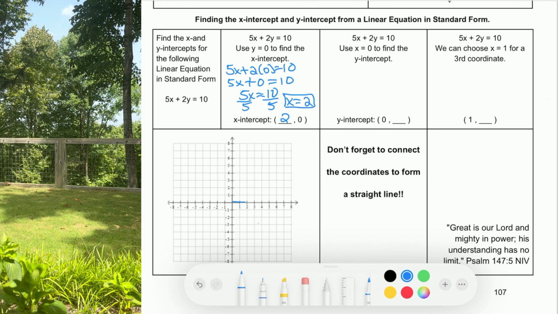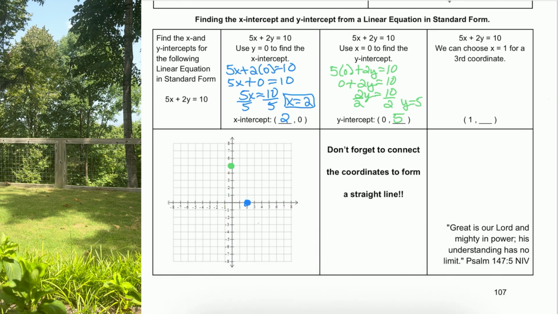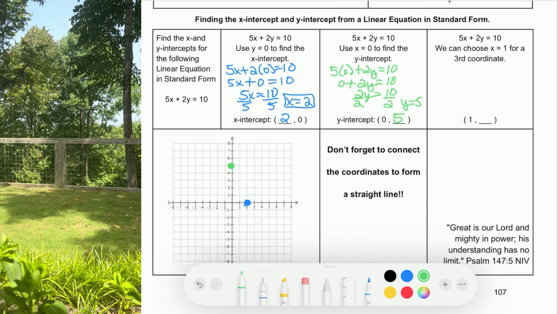I'm going to go ahead and plot that. I'm going to go over to 2, 0, and plot. That's my x-intercept. It's actually on my x-axis. In our next one, we're going to find our y-intercept by making our x 0. So 5 times 0 plus 2y equals 10. 0 plus 2y equals 10. So 2y equals 10. We're going to divide by 2, divide by 2. So y equals 5. So for our y-intercept, we're not going to go right or left because our x is 0, but we are going to go up to 5. And that's our y-intercept.